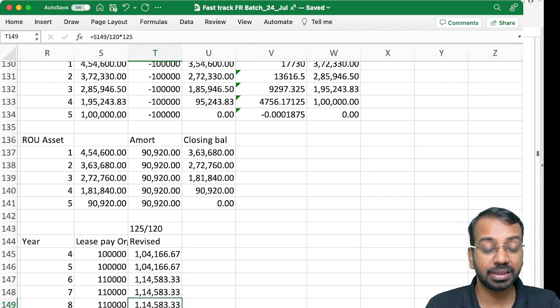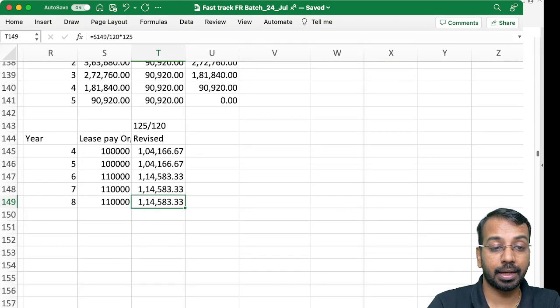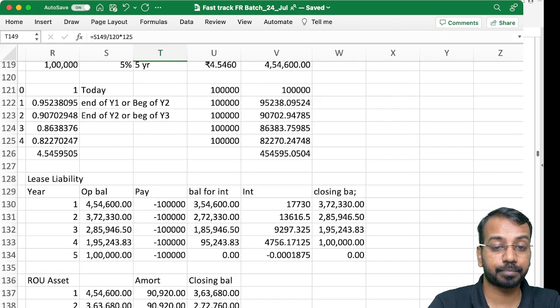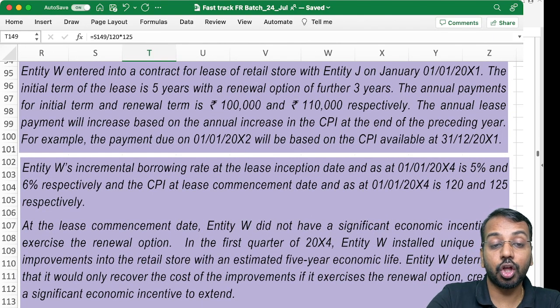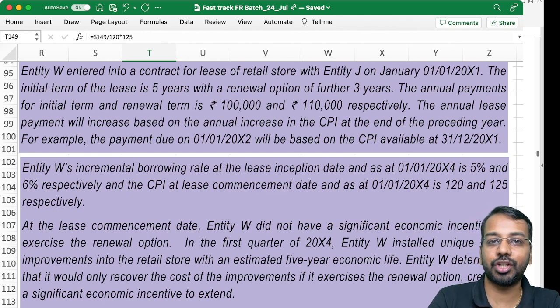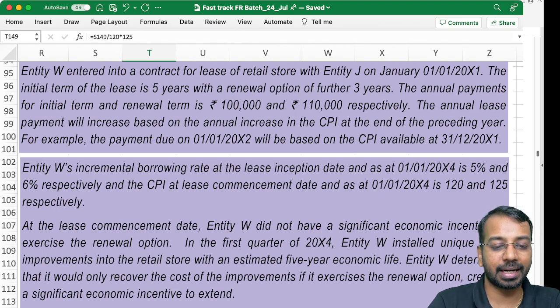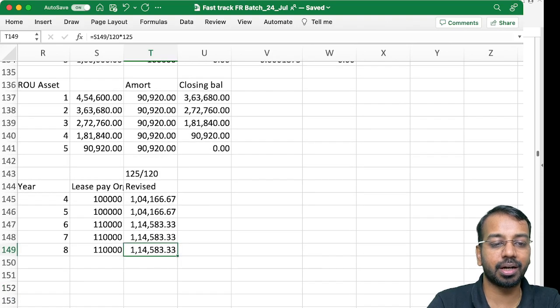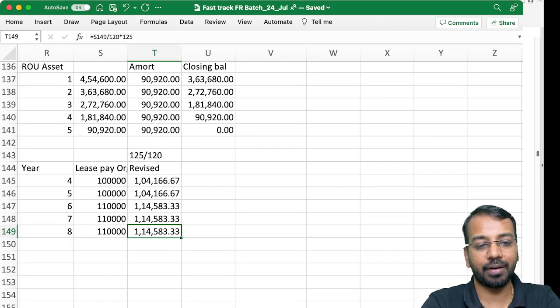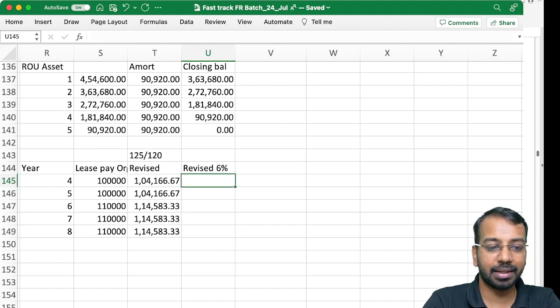Now, coming back to the question once again. Here, the option to extend the lease term has changed. Now, when the option to extend the lease term has changed, we will use the revised discount rate. So this falls under the first category. We will use the revised rate. So what is the revised rate? 6%. So using the revised rate, you will calculate the lease liability again.